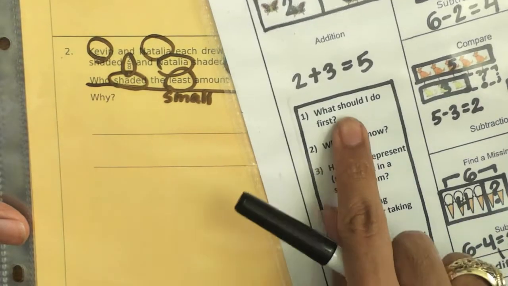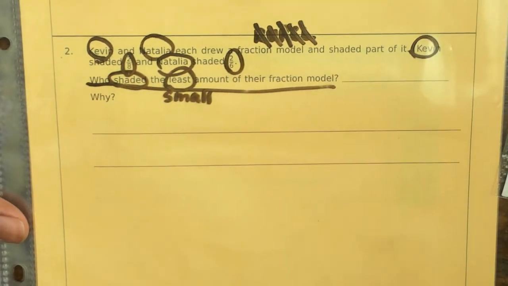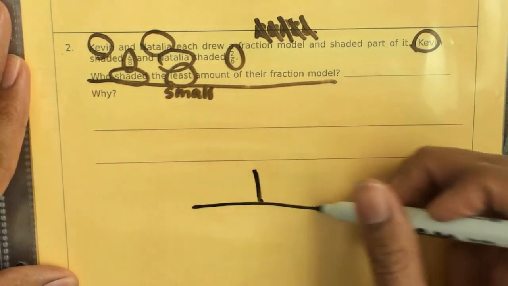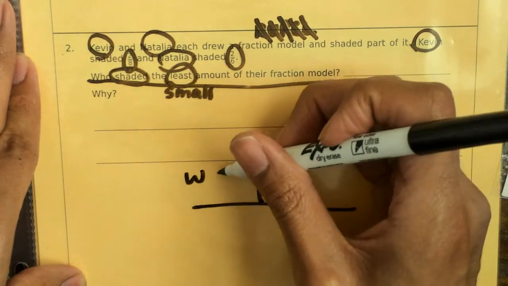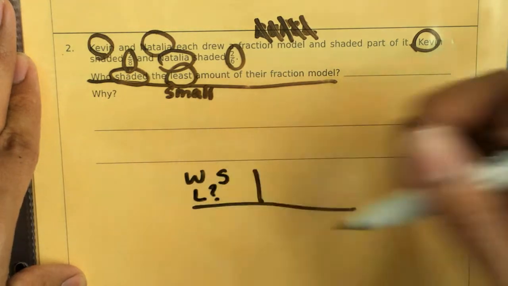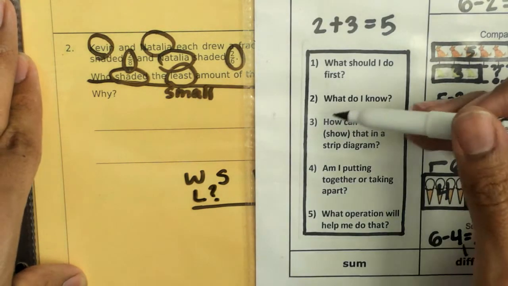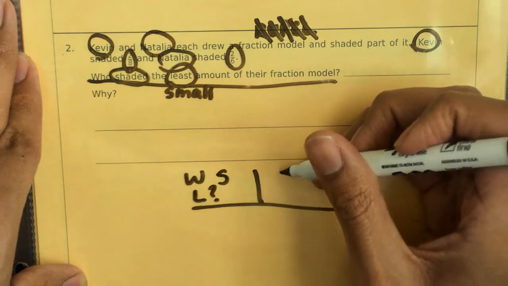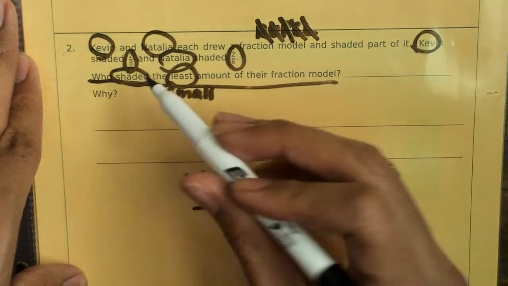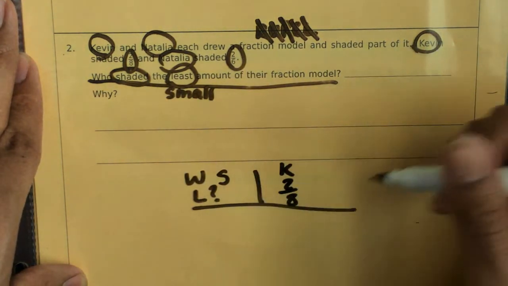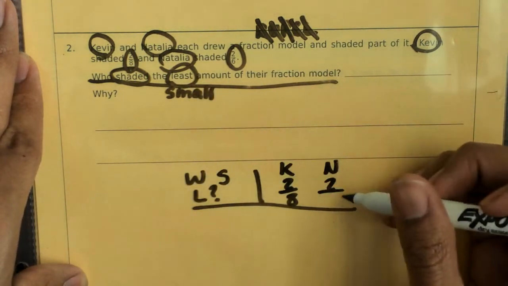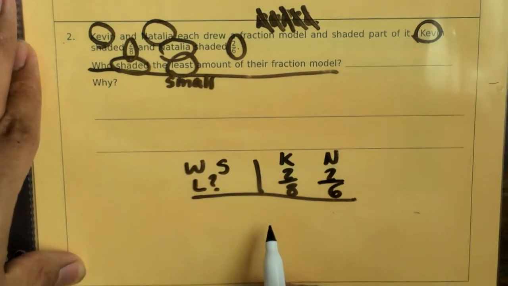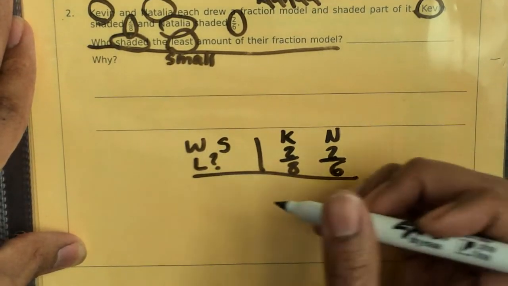What should I do first? The main idea. So let me draw my 3-step. Who shaded the least? What do I know? Well, I know that Kevin shaded 2/8, and I know that Natalia shaded 2/6. So now I can copy that again in my strategy section so I can start to compare.